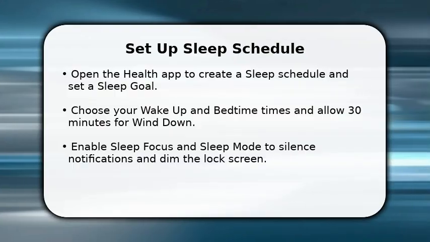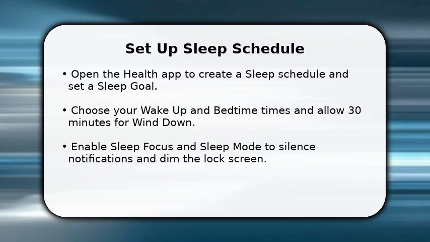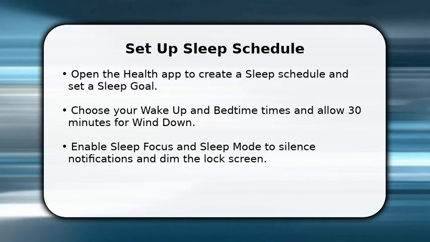Open the Health app to create a sleep schedule and set a sleep goal. Choose a realistic goal like 8 hours or 7.5 hours. Select your wake-up time and bedtime for each day of the week. Allow a wind down of 30 minutes to prepare before bedtime.